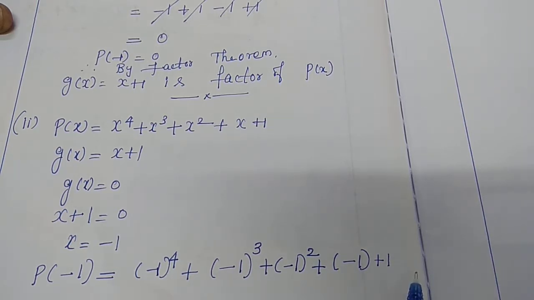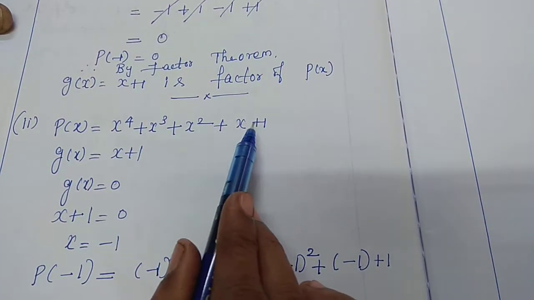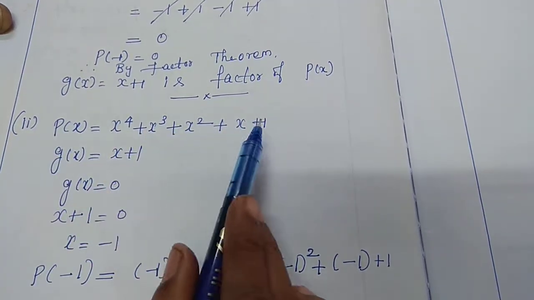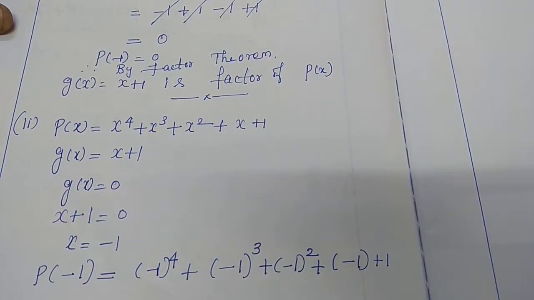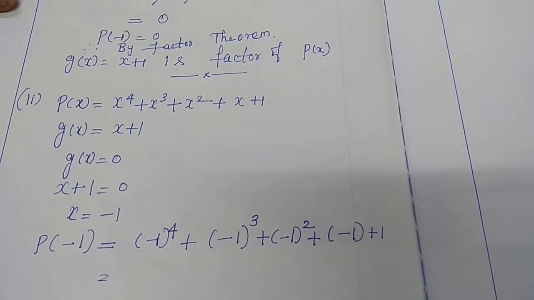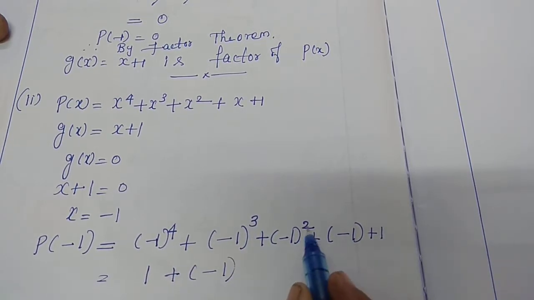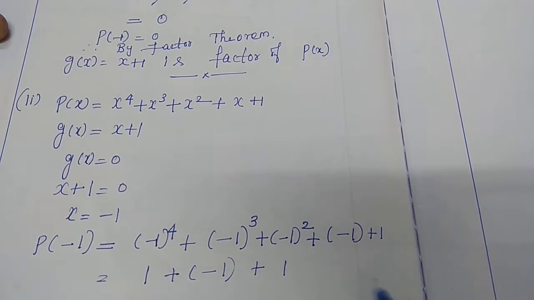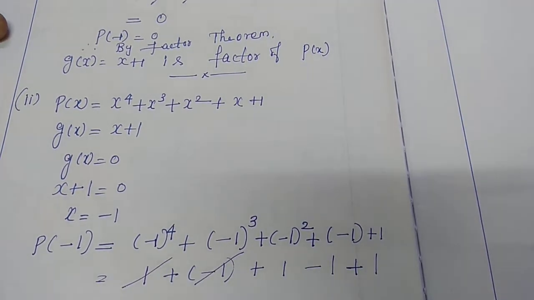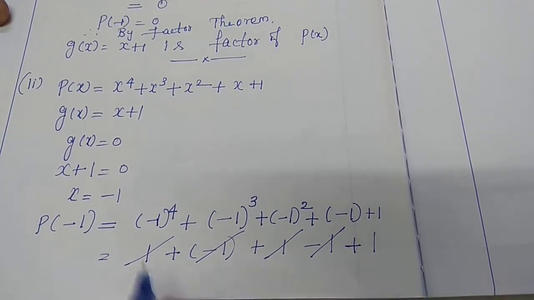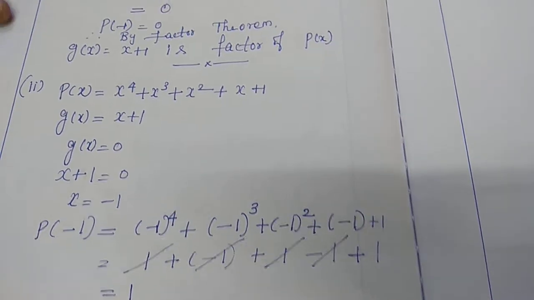This line comes from replacing all x by minus 1. Here the power is 4, power is even, therefore the value is plus 1. Here the power is odd, the value is minus 1. Power is even, the value is plus 1. And plus into minus, minus 1, is minus 1 plus 1. Plus 1 minus 1 cancel, plus 1 minus 1 cancel. Therefore, p of minus 1 is equal to plus 1.